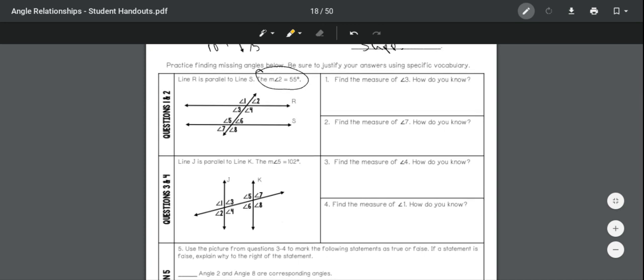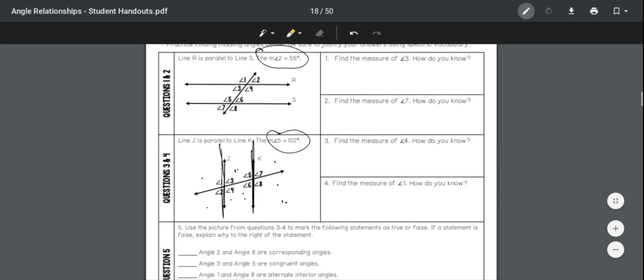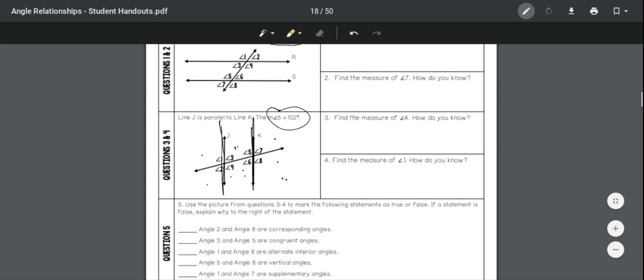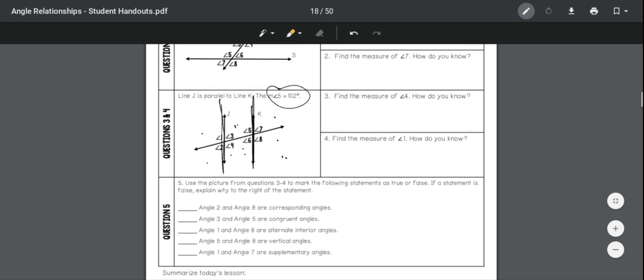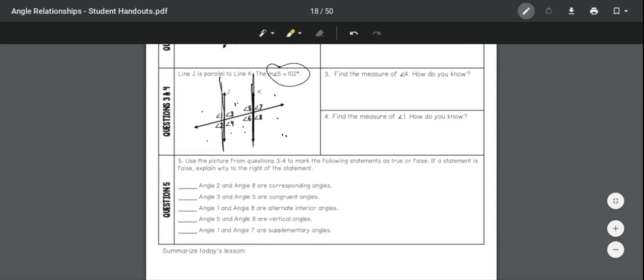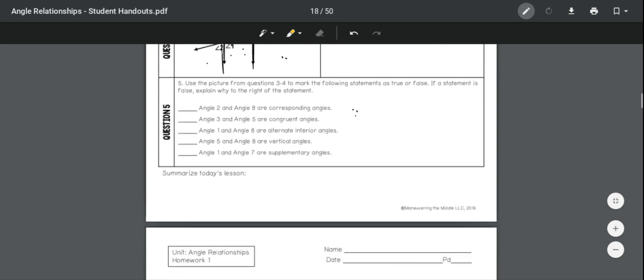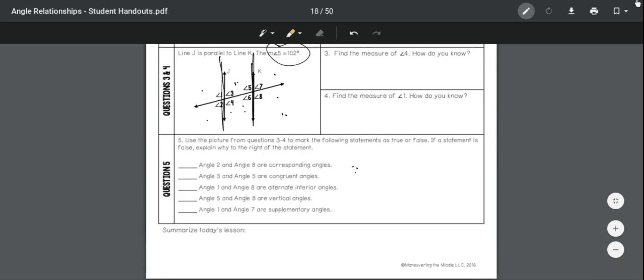And then this is the same, it's just flipped around now. So here's your two parallel lines. So these would be your interior and these are your exterior when you go to do it. And here's your measure. So do those and have the teacher check them. And then you need to mark whether these are true or false using that picture. You need to look back over your notes.